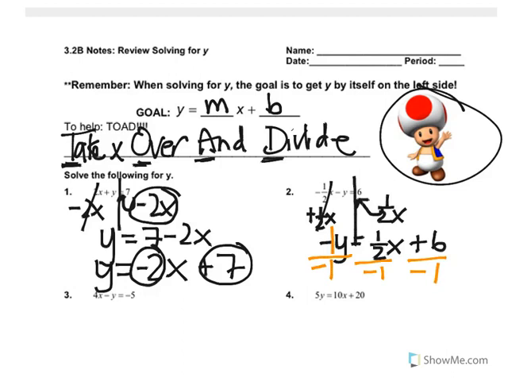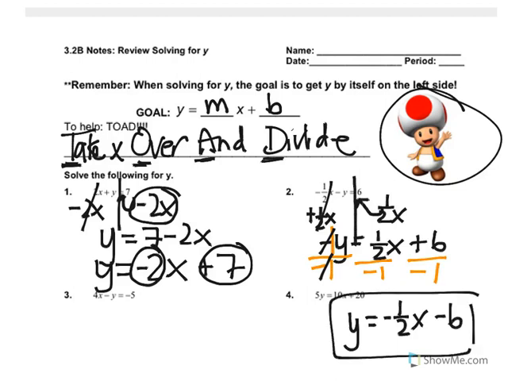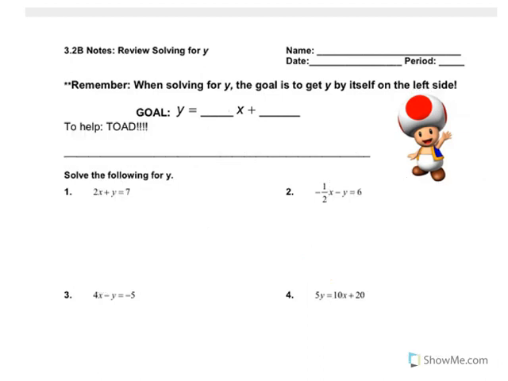Well, let me tell you a hint. When you divide by negative 1, the only thing that happens is the signs change. These cancel out, so the negative y is now positive y. The positive 1/2 x is now negative 1/2 x, and the plus 6 is minus 6. And there you are. You've solved for y. You took the x over and divided by negative 1. Let's try another one.